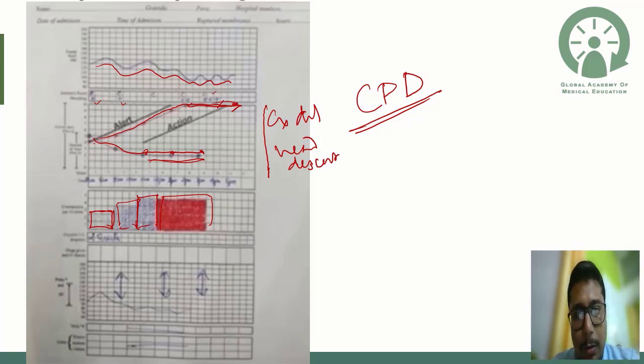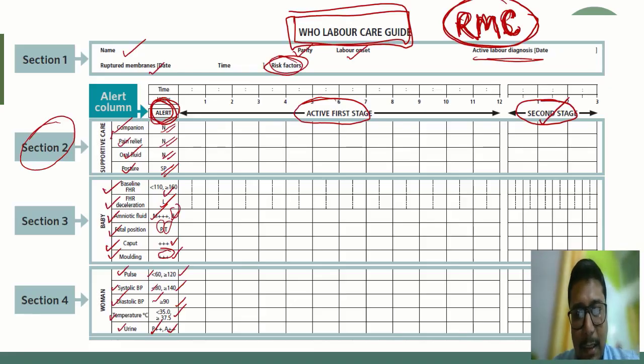So now let us look at the new partograph. So this is the WHO labor care guide. So let us see section by section. If you can see the section, it is almost the same name, and then parity and all the labor onset data, then rupture of membrane, date and time, what are the risk factors, and active labor diagnosis date. Active labor definition has actually changed in this new one, that we will come to discuss somewhere later.